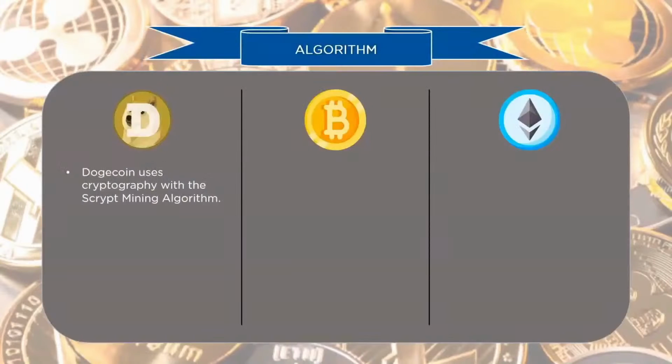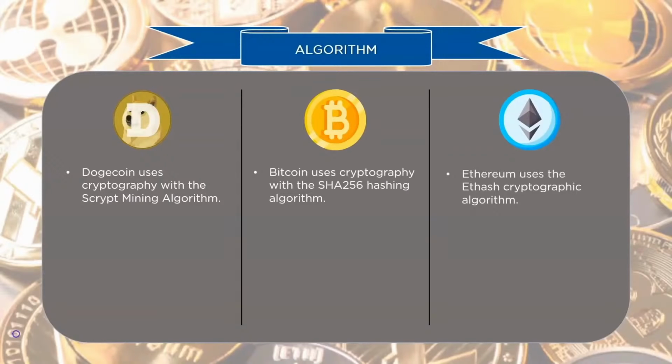Dogecoin uses Scrypt cryptography for mining the blocks of the Dogecoin network. In comparison, Bitcoin uses the SHA-256 hashing algorithm for mining its blocks in the blockchain network. Ethereum, on the other hand, uses the Ethash algorithm for mining its transactions. Scrypt is a password-based key derivation function that is mainly used to avoid customized hardware attacks by raising the resource demands of the algorithm.